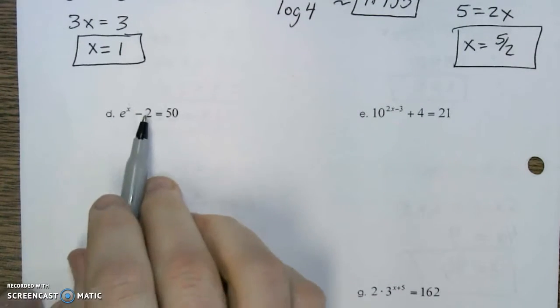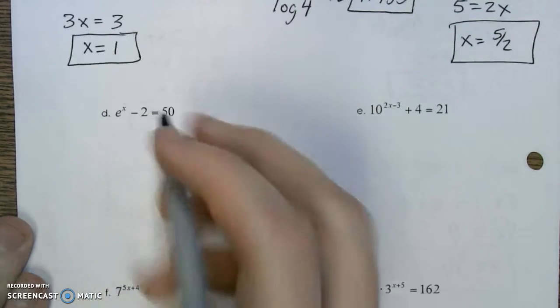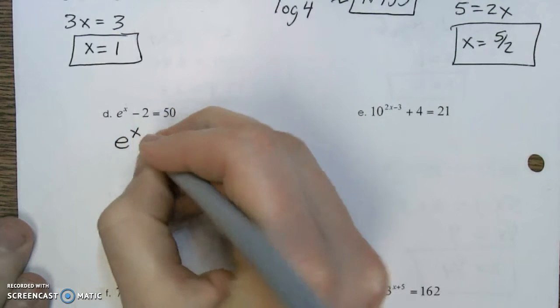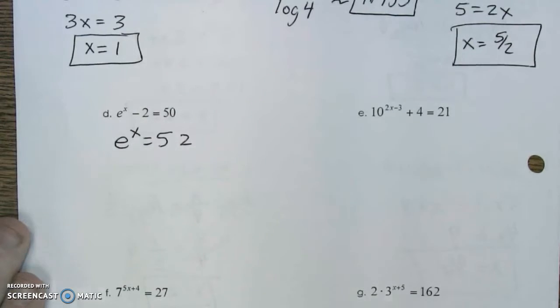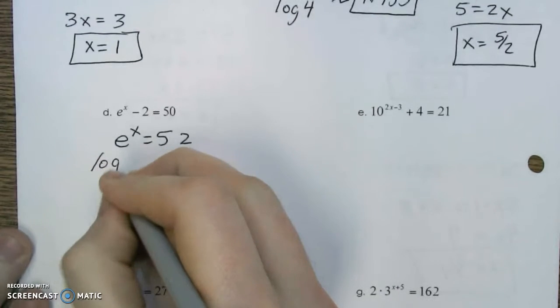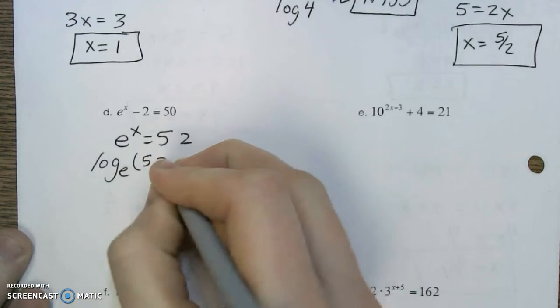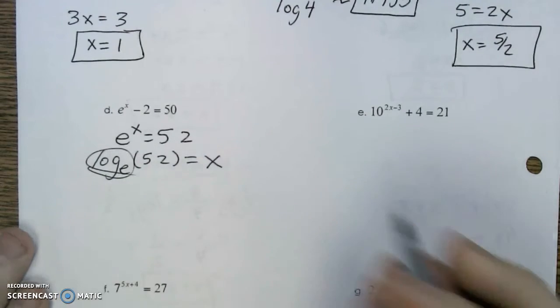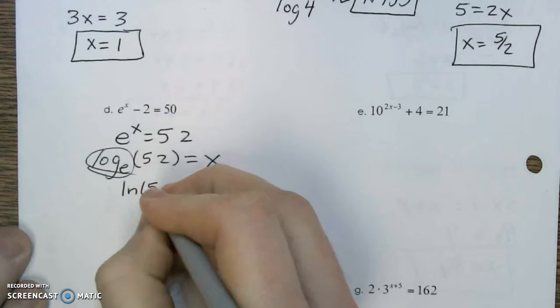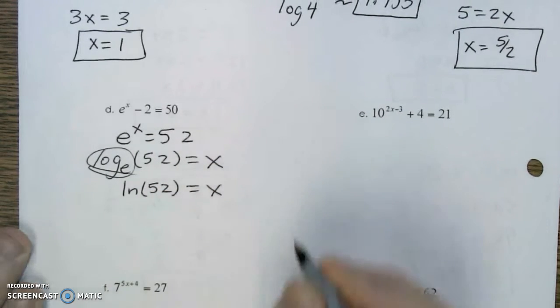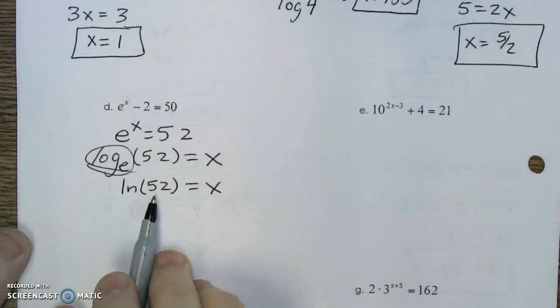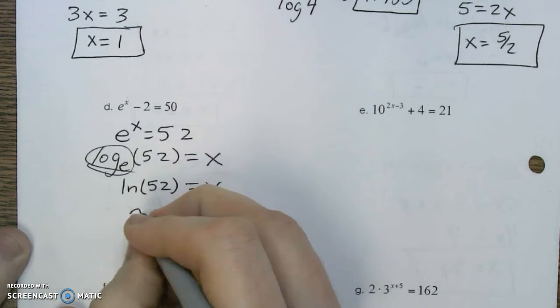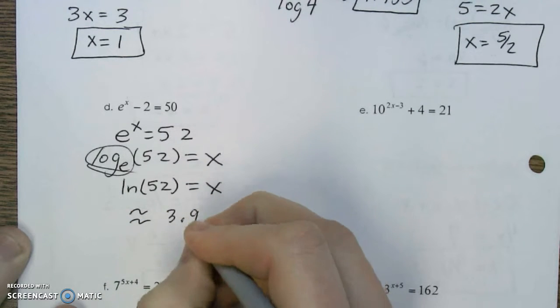Over here, simplify first. I can add 2 to the other side. And then to find x, I need to get rid of the e, so I can change it into logarithmic form. This would be log base e of 52 equals x. And remember, log base e is ln. So we can just type that right into the calculator. Natural log of 52, type that in. You should get approximately 3.951.